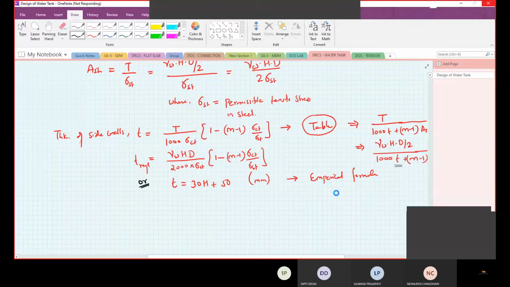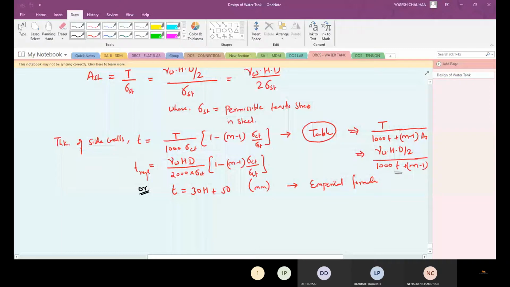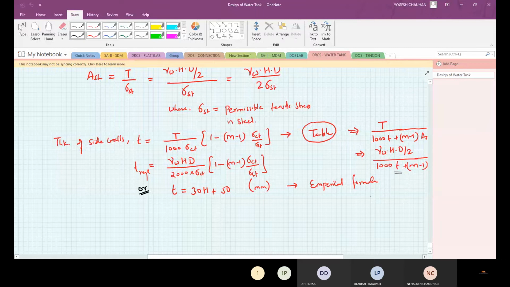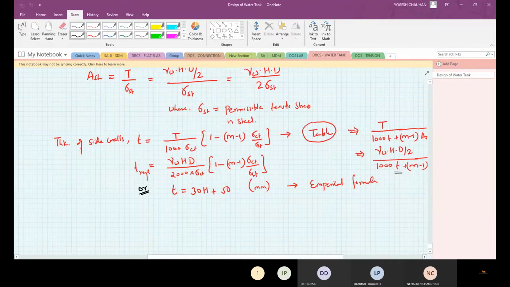So in this tutorial class, we'll take one example of a circular tank with flexible joint. Are you able to see the OneNote screen?